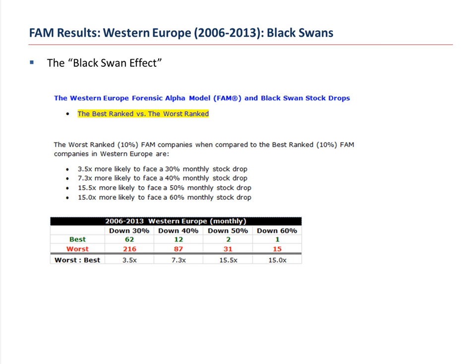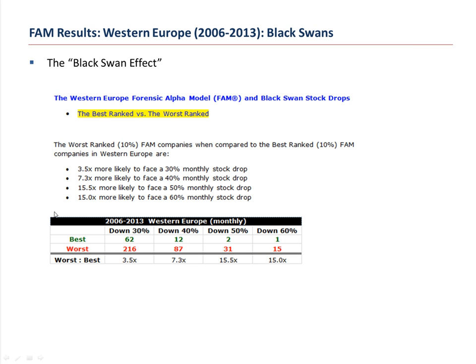And if you're wondering about statistical significance, which you should be, it turns out that for each one of these numbers, the statistical significance between the best and the worst is greater than 99.999999%. In other words, with almost absolute certainty, there's a difference between the incidence of black swan stock drops between the worst rated companies and the best rated companies.